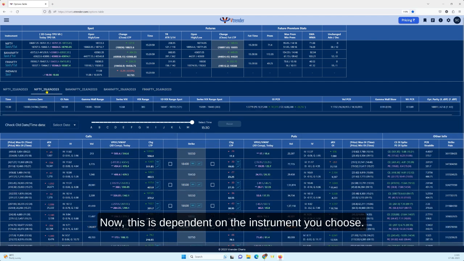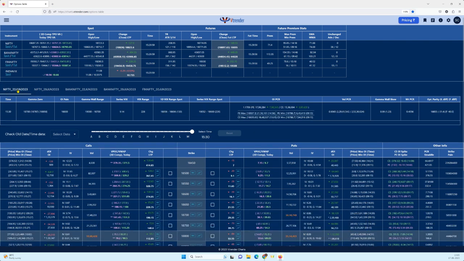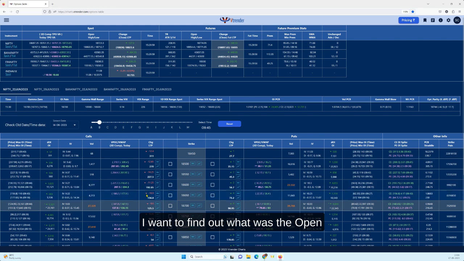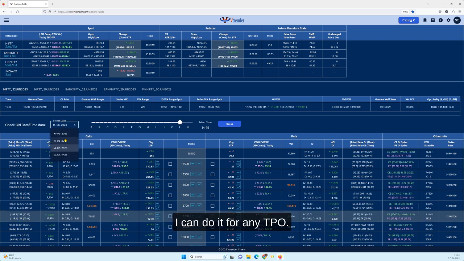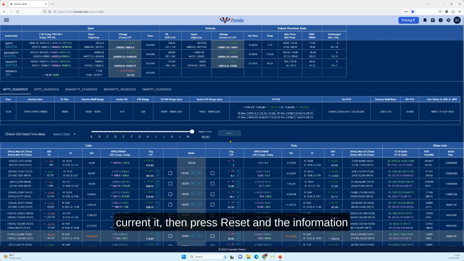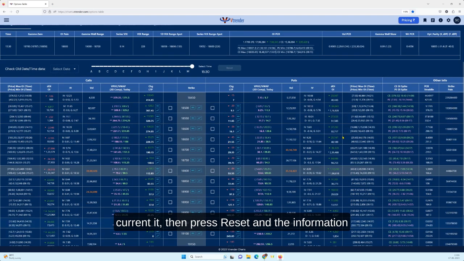Now this is dependent on the instrument you choose, to find out what the open interest was like, or what the pricing of options was around the start of the B period that day. I can do that by selecting the 9:30, 9:45 B period TPO, and I can do it for any date. I can do it for any TPO. If you want to go back to the current date, then press reset, and the information in the tables would quickly change.